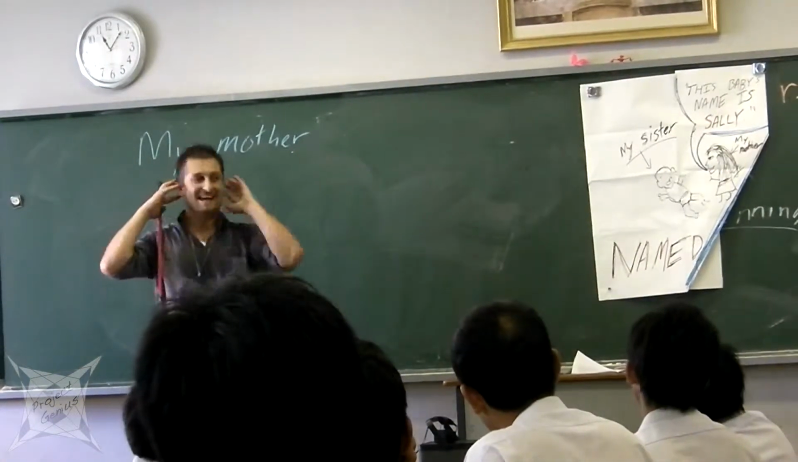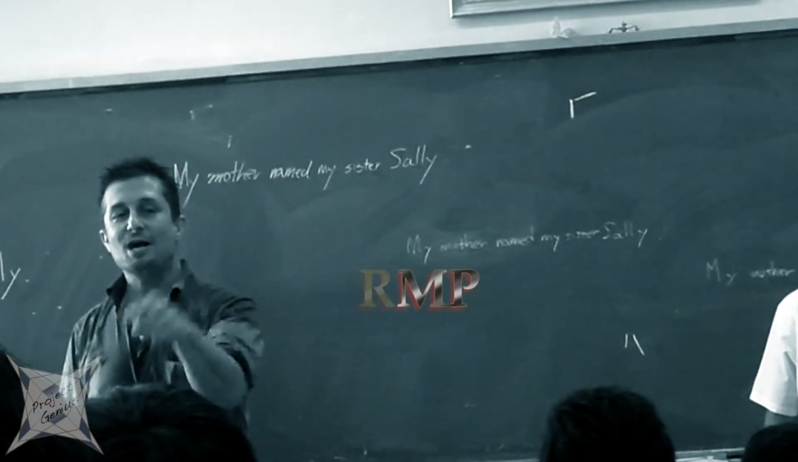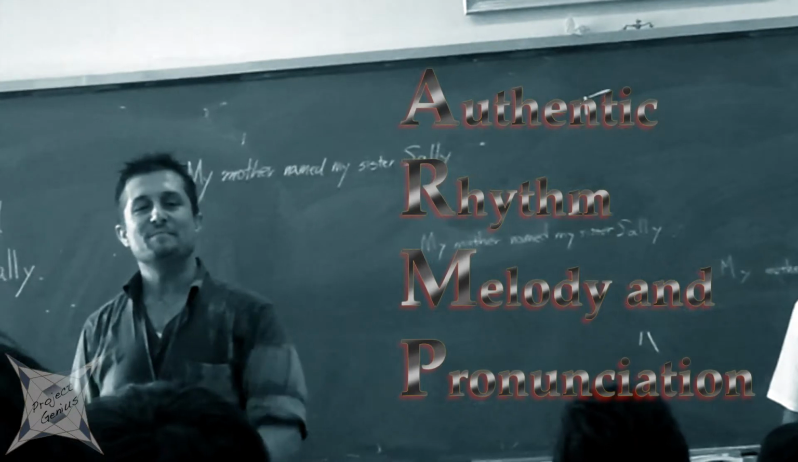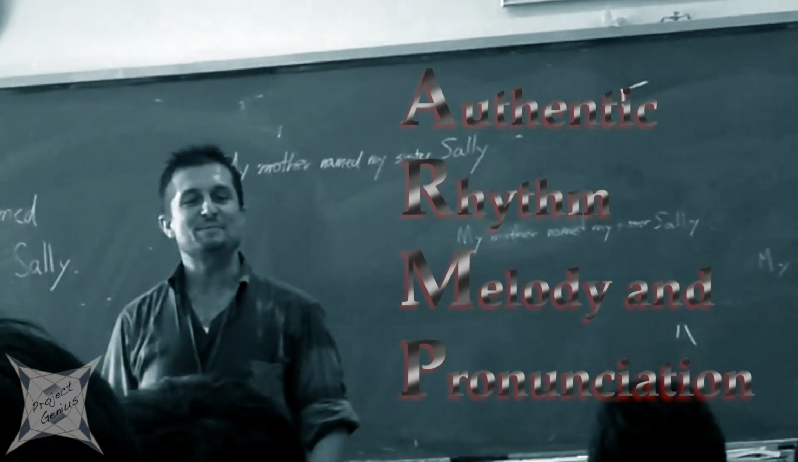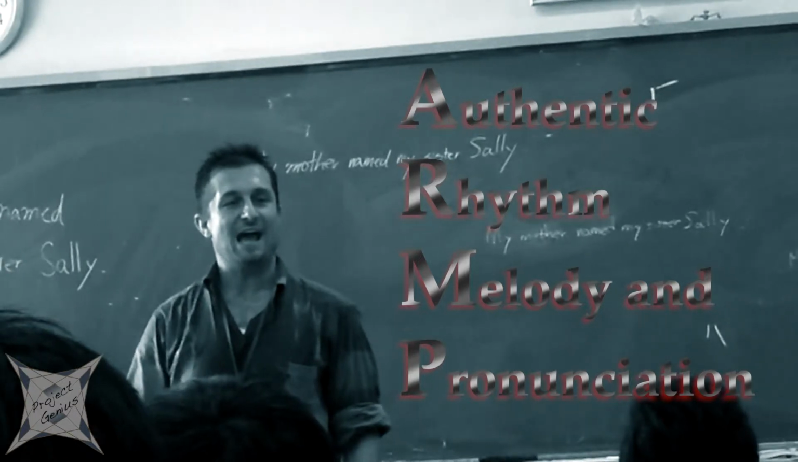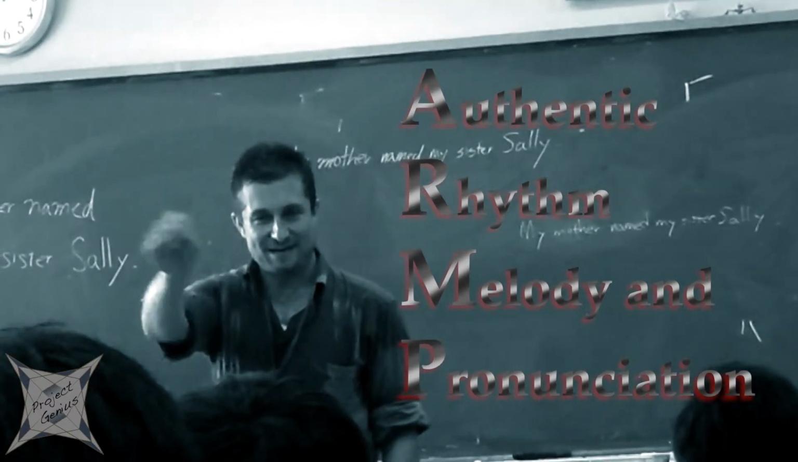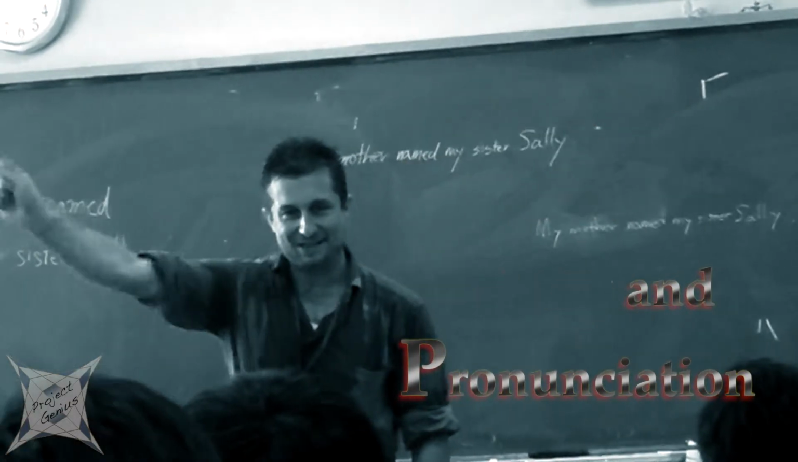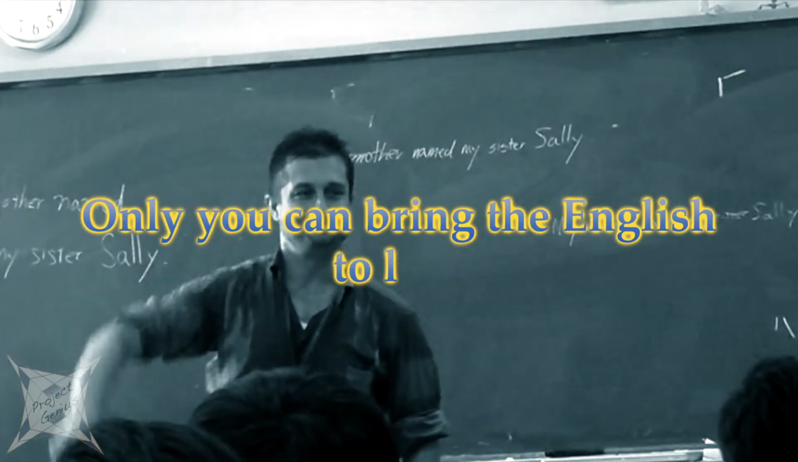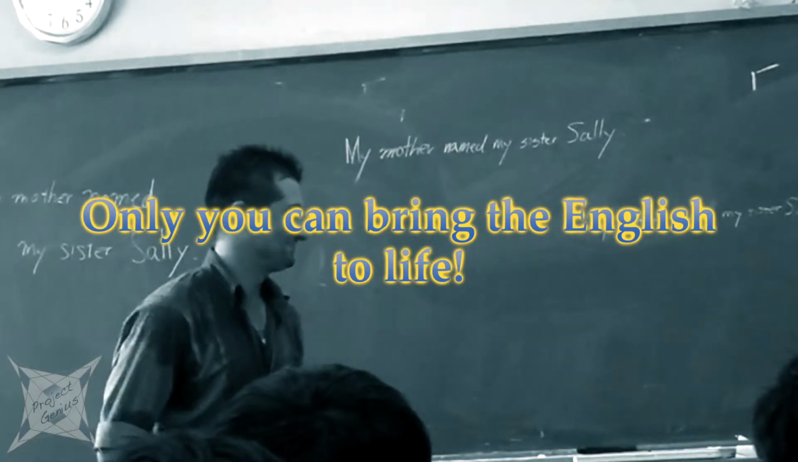3. Push for ARMP: Authentic rhythm, melody, and pronunciation. This is their chance to get the structure sounding the way it's supposed to. They can learn how it is supposed to look on the paper from their Japanese English teachers, but if they're going to be able to speak it, only you can bring it to life by adding that dimension of sound.